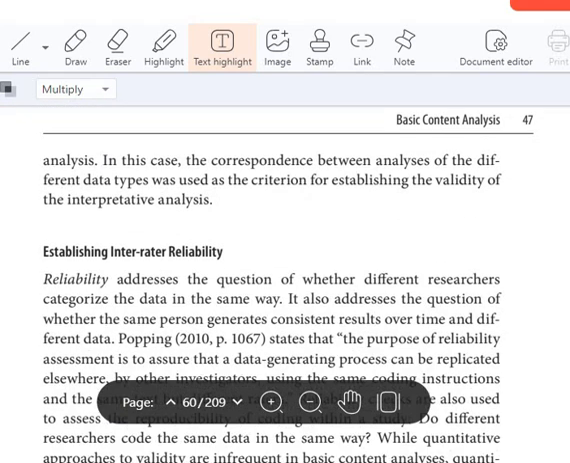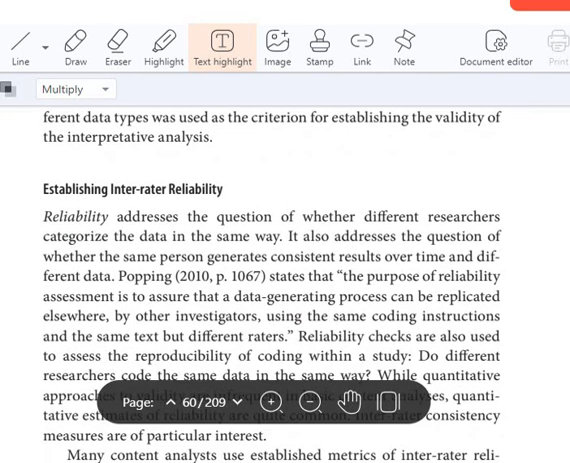Okay, let's move on now to establishing inter-rater reliability. What should we focus on? What do we mean by reliability? I have said previously that reliability means that if we want to conduct the study or the analysis again, I end up with the same results, compared to those previously done. So reliability addresses the question of whether different researchers categorize the data in the same way. It also addresses the question of whether the same person generates consistent results over time and different data.